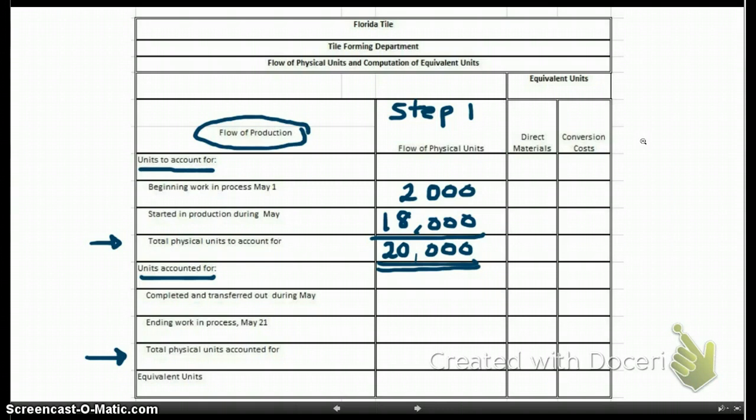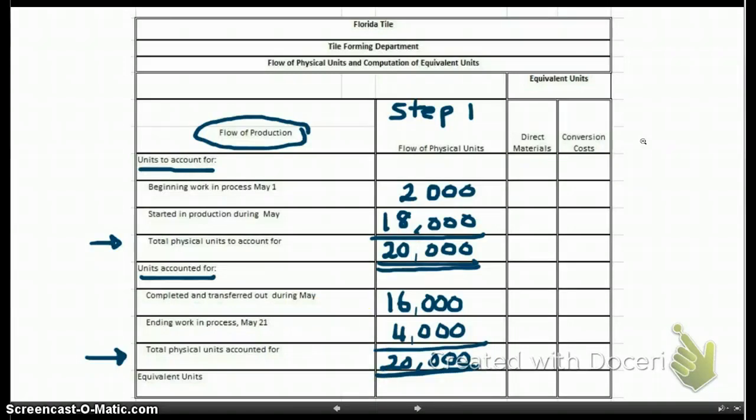How do we account for those units? What did we do with those units? We completed and transferred out 16,000 units, and in our ending work in process we had 4,000 units, giving you 20,000 units accounted for. Again, your units to account for are the same as units accounted for. That is step 1. In some questions, they'll give you 3 of these 4 things, and you'll have to figure out the 4th item.